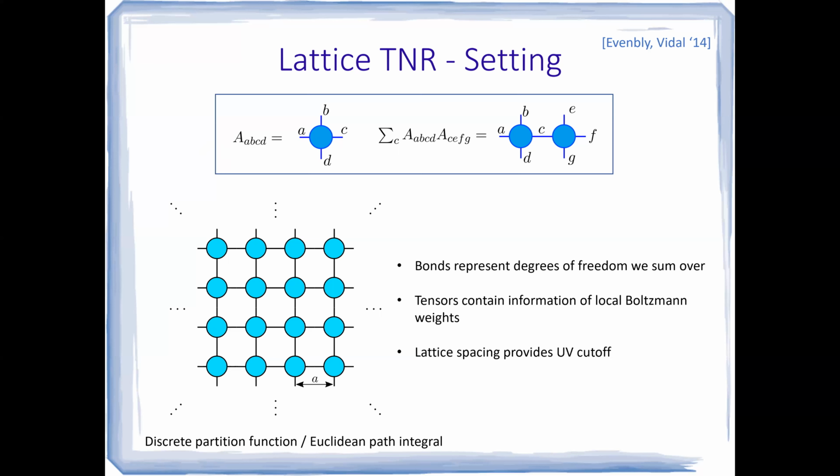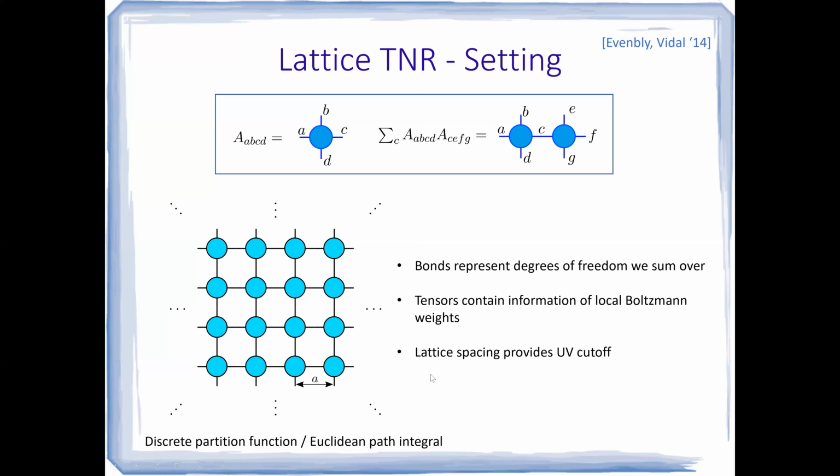Or if you're thinking, say, of a spin model, the bonds represent the degrees of freedom, the spins that we sum over. And then each tensor, the numbers here, contain information about the local Boltzmann weights. That is the value of the functional for those particular values of the spin, of the energy function. So that's basically all you need to know about this representation. And then there's an extra factor which will be important later.